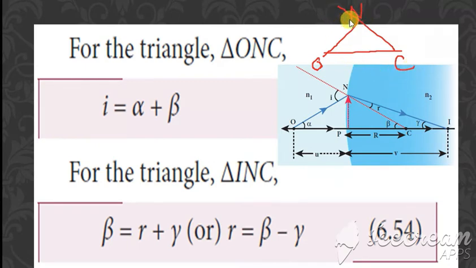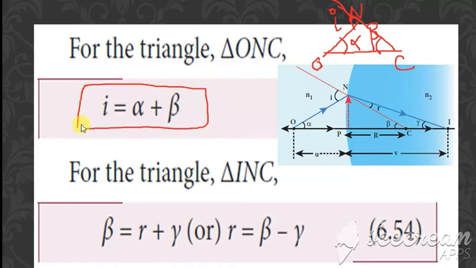Okay, so when you see here, this exterior angle is what? I, and the angle here is what? This side is alpha and this side is beta. So according to this rule, we can write that the exterior angle is equal to what? Sum of the opposite interior angles. So I is equal to alpha plus beta.